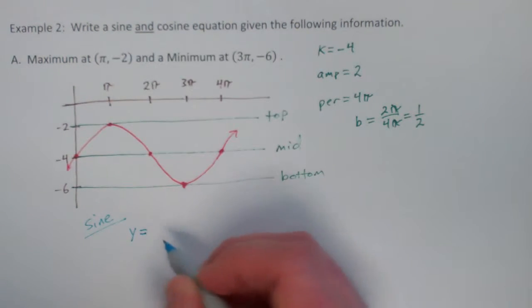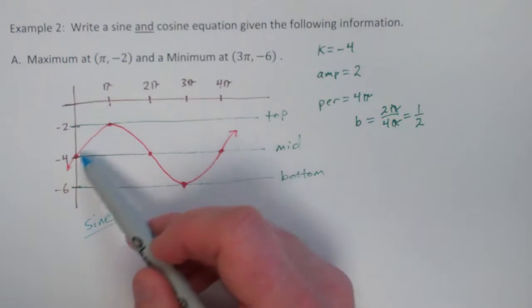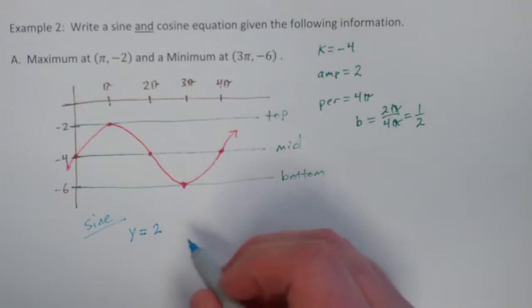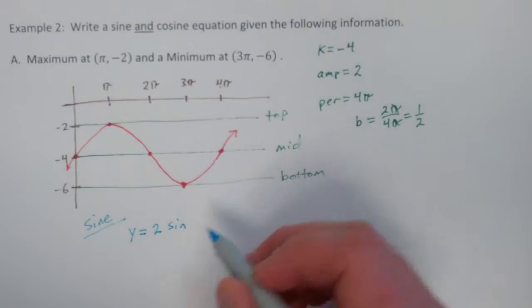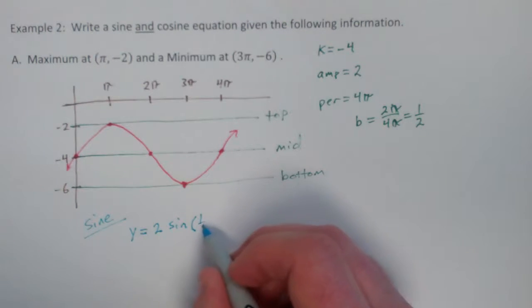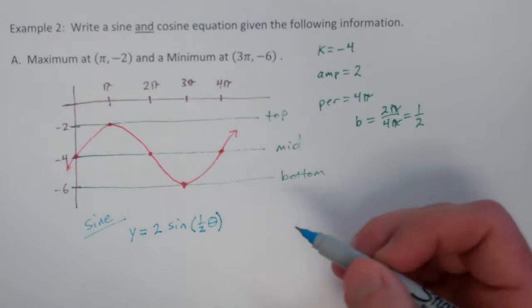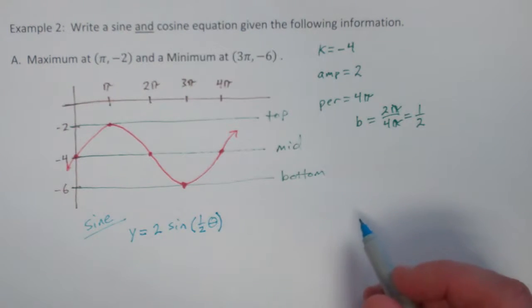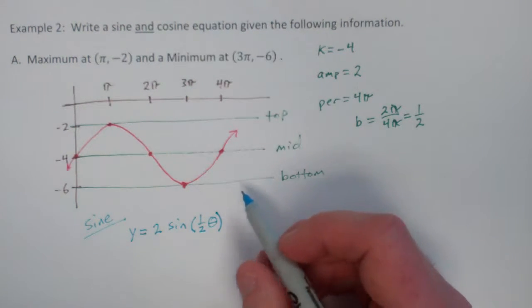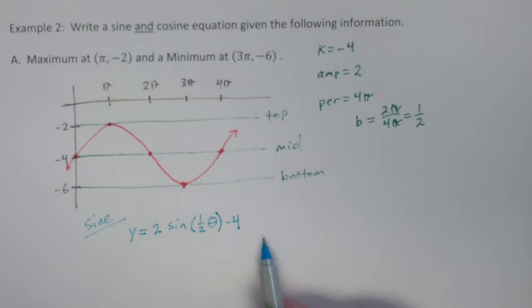So we can write y is equal to, the value of a is 2. Notice the graph starts up first. We don't have to reflect anything, so we don't need a negative sign. We'll write sine. In the parentheses then, we'll have 1/2, which is our b value. You can either write theta or x here. We don't need an h in this case because we don't have to shift left and right. We do want to shift vertically, though, down 4. So here's your sine equation.